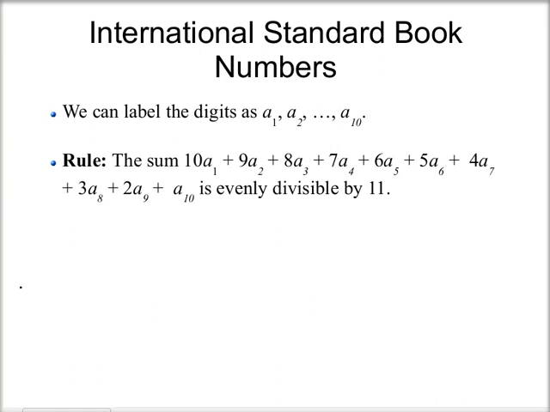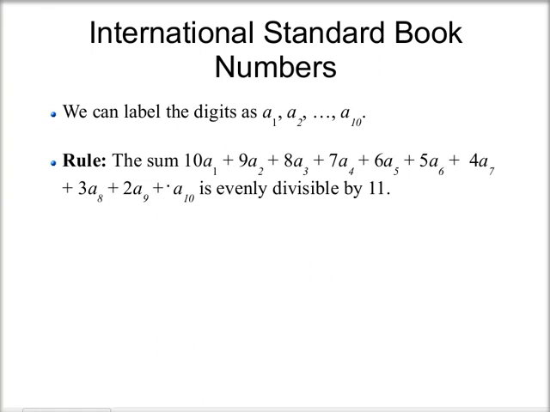So let's take a look at the rule for ISBN numbers with 10 digits. So we're going to label the digits A1 through A10. And then for the rule, we're going to have this weighted sum where each digit gets a different weight, starting with 10 for A1 and then going down incrementally to 1 for A10. Then this whole sum should be evenly divisible by 11. So when I divide it by 11, I should get a whole number.